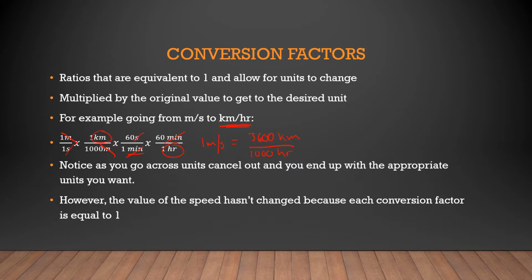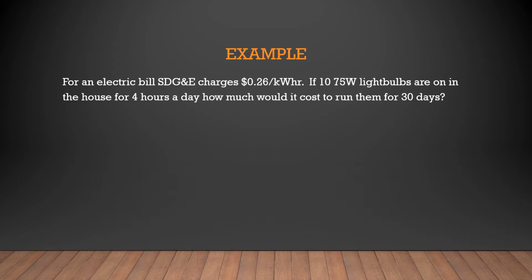So for another example, say we have an electric bill from SDG&E where they charge 26 cents per kilowatt hour, and we want to know, if we have 10 75-watt light bulbs that are on for 4 hours a day, how much does it cost to run them for 30 days? What we want to end up with at the very end is dollars. And we know we have this conversion here of dollars per kilowatt hour. So we need to get kilowatt hours. Don't worry about what those units are yet. We'll get to them later in the year, but just so you get an example of how this works.